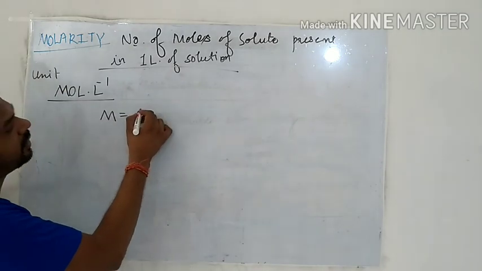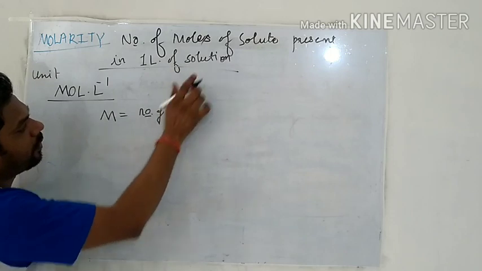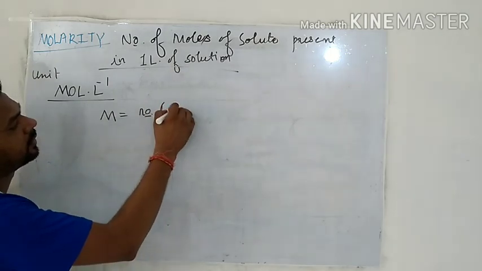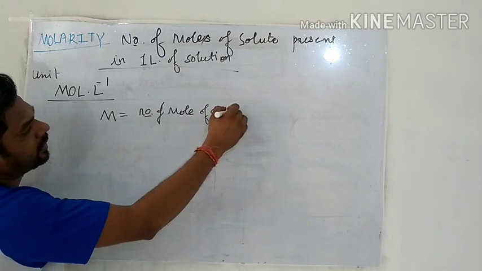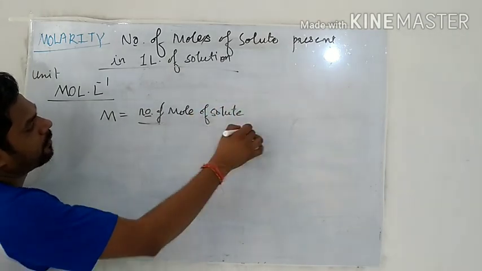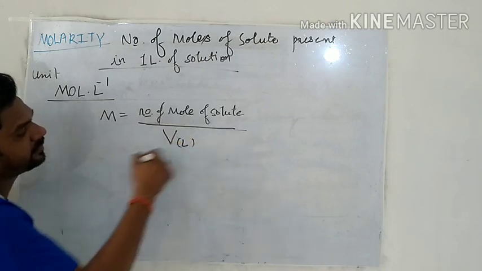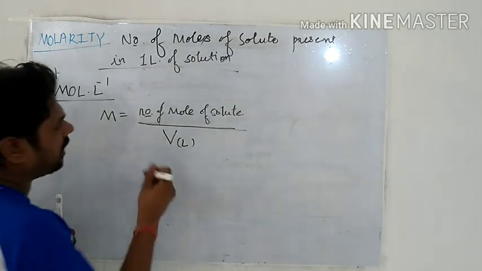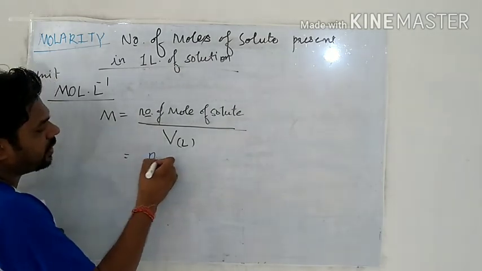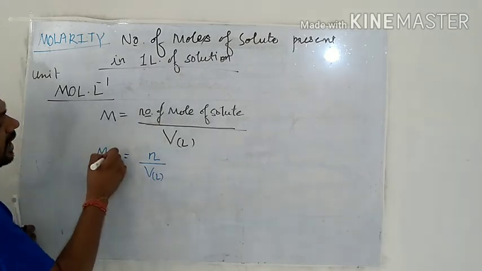Molarity is denoted by capital letter M. So M is equal to number of moles of solute over volume of solution in liter. Number of moles is denoted by small letter n. So n upon V in liters, that is molarity.